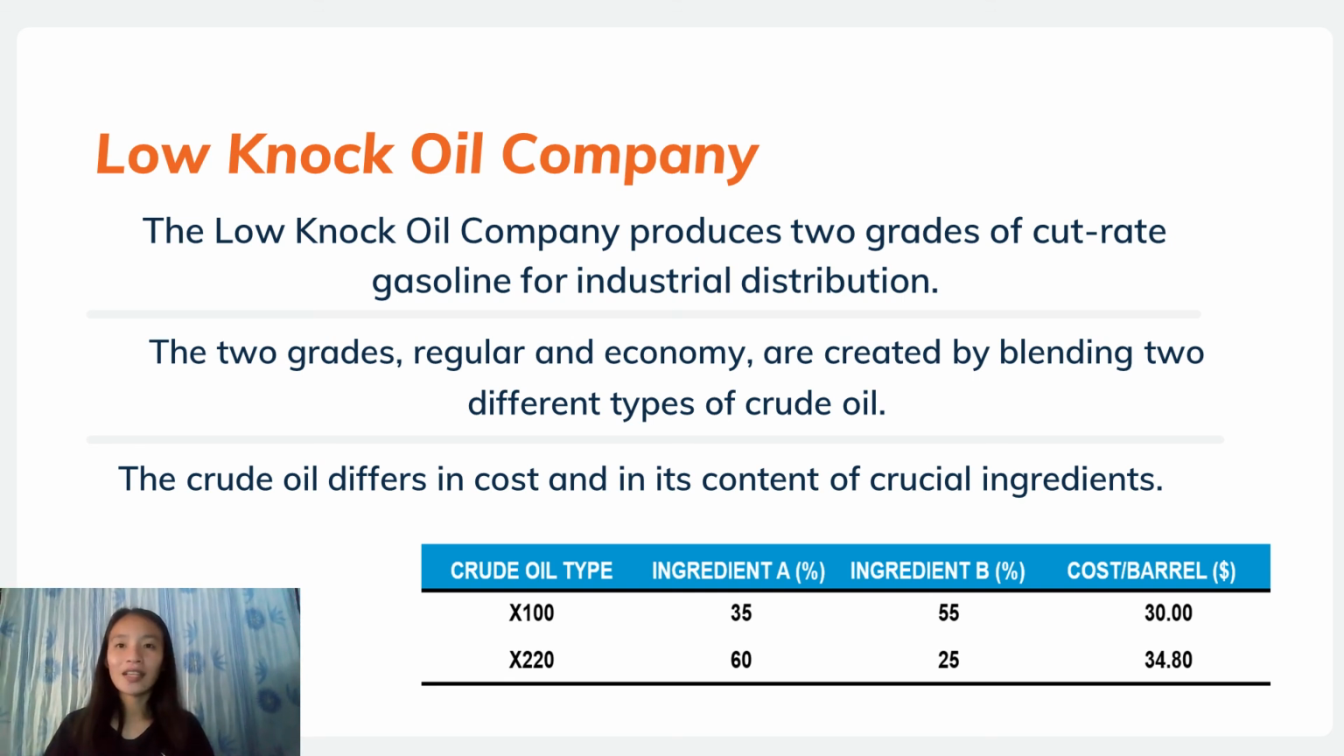In modeling this as a linear program, the objective is to minimize the cost. Each of the two types of gasoline has a demand constraint, and each of the two types of gasoline has a constraint restricting the amount of the ingredients.